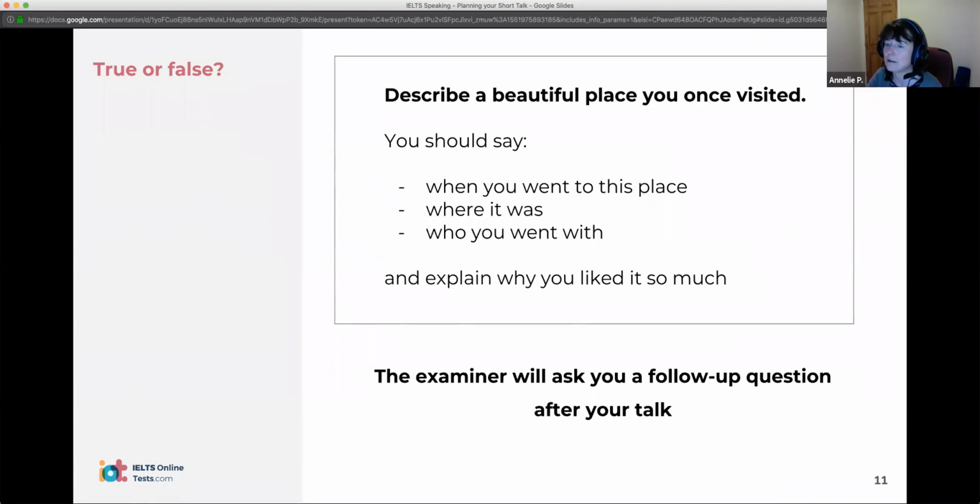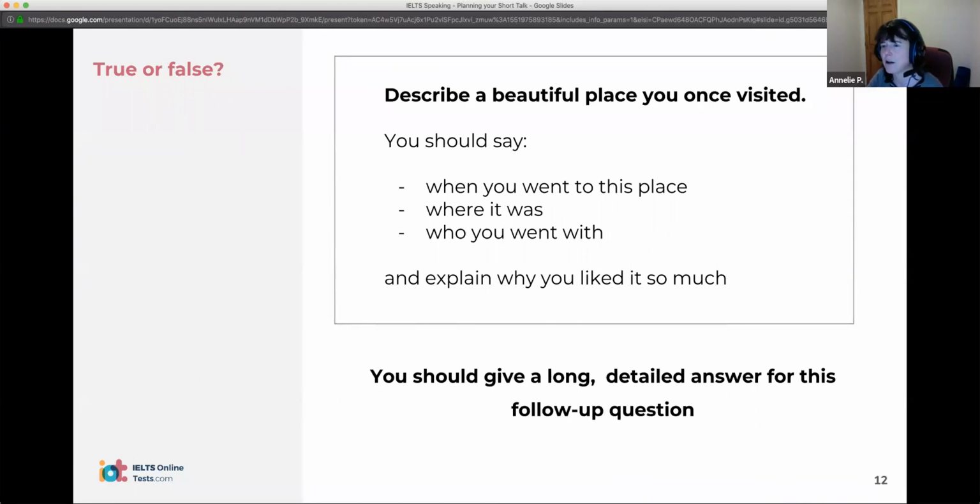The examiner asks one question at the end of the talk. Yeah, Nilo, that's right. It's true. There's always one quick question about what you said. And should you give a very long answer to this follow-up question? No, false. You just answer it very quickly. Just one sentence is perfectly fine for that.